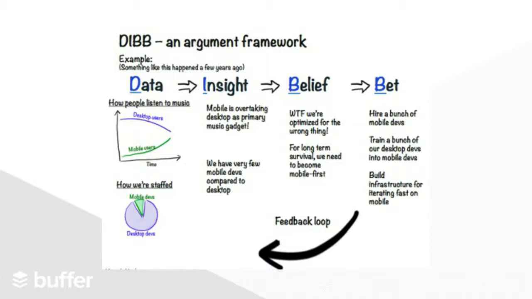DIB is just an acronym for data, insights, belief, and bet. The idea is that you take some observation from your data, derive some insight from it, form a belief or hypothesis, and then make a bet. Bets should include an expected payoff and will always include some inherent risk.